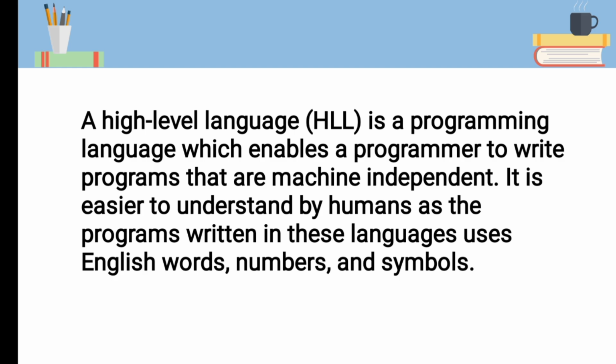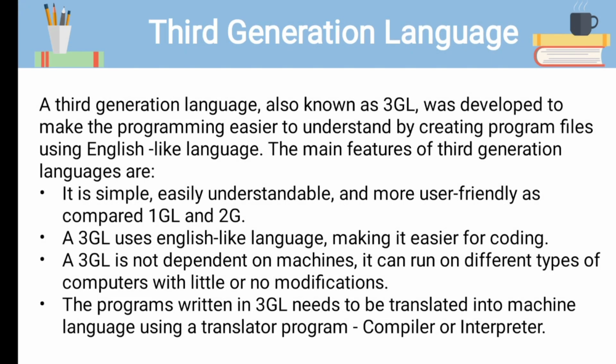The high level language is divided into two categories. The first is third generation language and the second is fourth generation language, as I have said earlier. So first is the third generation language. A third generation language, also known as 3GL, was developed to make programming easier to understand by creating program files using English-like language. The main features of third generation language are that it is simple, easily understandable and more user friendly as compared to first generation and second generation.